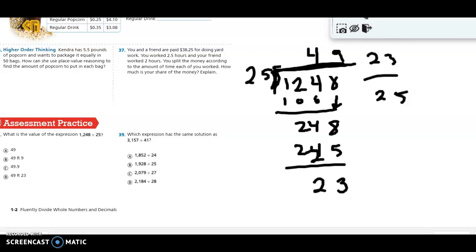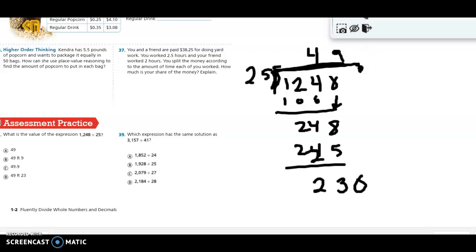I can write my answer as 49 remainder 23, or I can write my answer as a decimal. And I think we're going to do a decimal. So I'm going to go ahead and erase this fraction. And then I'm going to put my decimal right here. That's supposed to be a big old decimal.